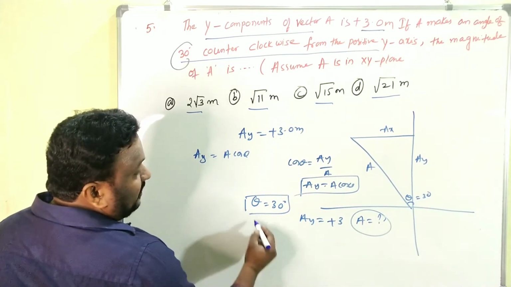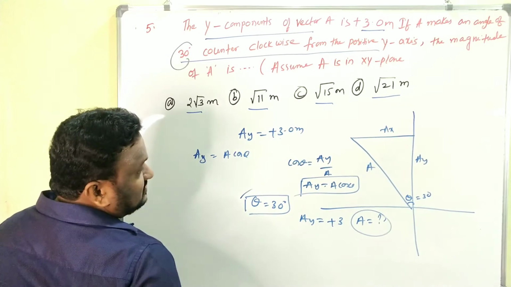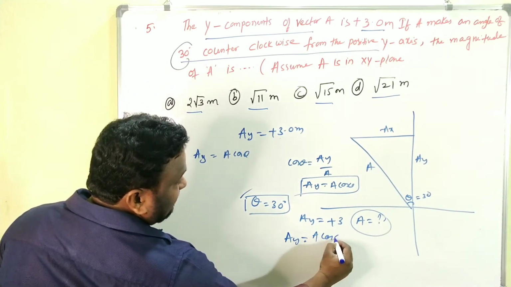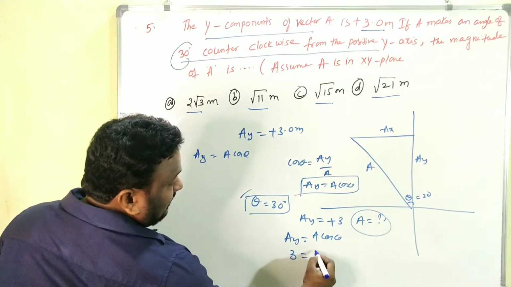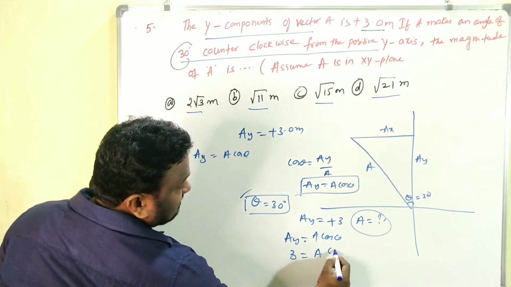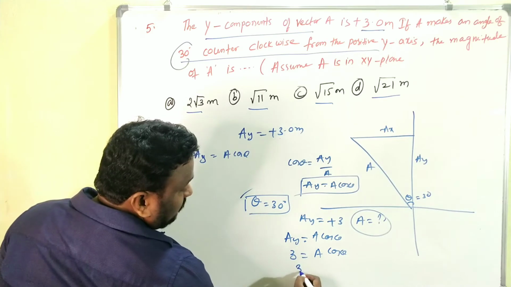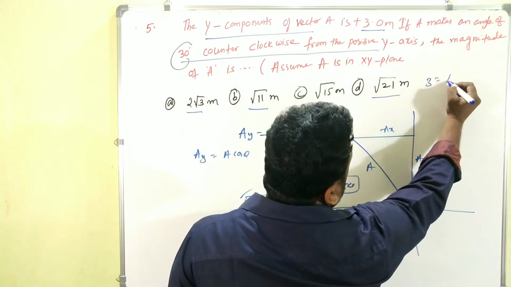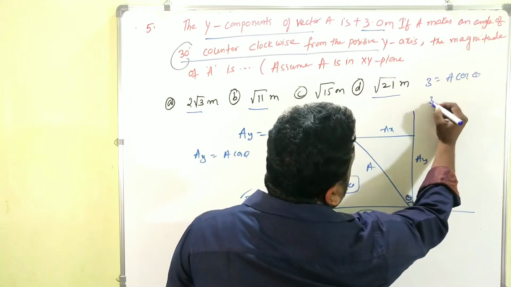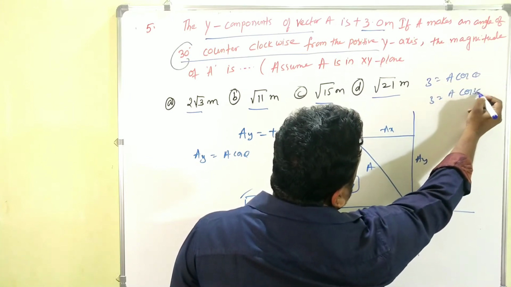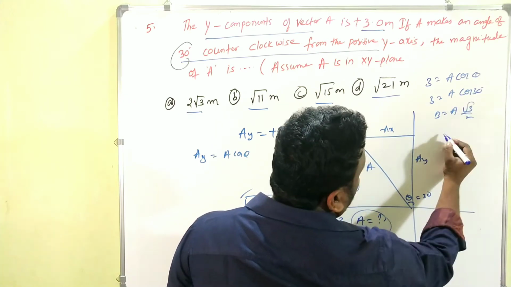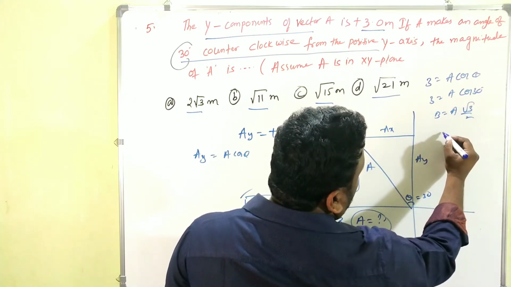Then theta is given as 30 degrees. Substitute here: Ay is equal to A cos theta, so 3 is equal to A into cos 30. The cos 30 value is root 3 by 2.